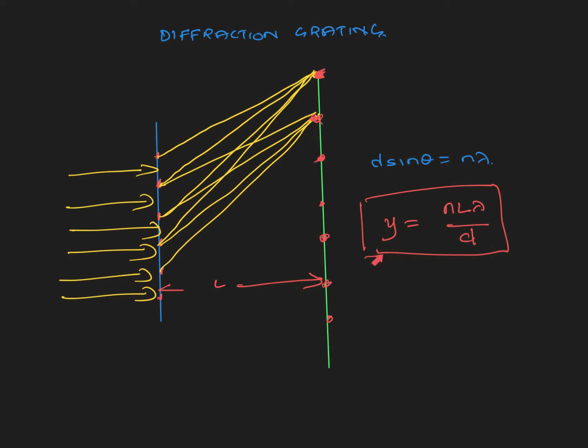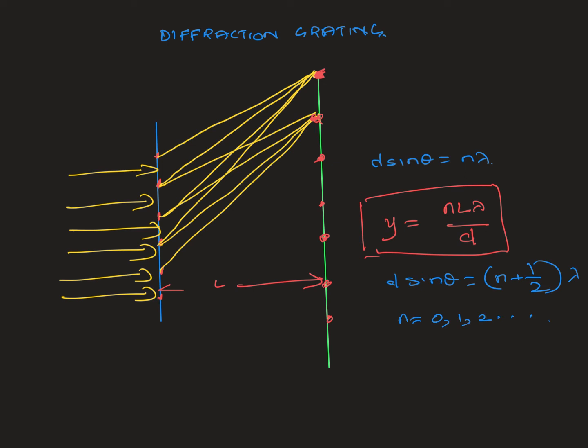So we can find the value of y from the given values of lambda, d, n, and L. And for destructive interference, once again, it'll be d sine theta is equal to (n plus half) lambda. So n here is equal to 0, 1, 2.